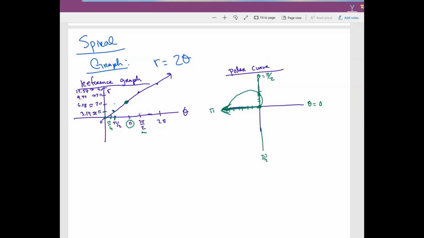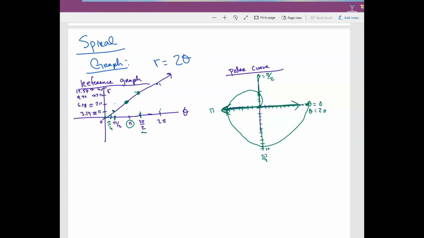And at 3 pi over 2, you can see that my r value is going to be 9.42. So at 3 pi over 2, I'm going to go down to 9.42. 1, 2, 3, 4, 5, 6, 7, 8, 9, and then here's 10. So 9.42 is around here. Then from here all the way there, I'm just going to continue. And then at theta equals 2 pi, I'm going to be at 12. Theta equals 2 pi is in this direction, so I'm going to go to 12. 1, 2, 3, 4, 5, 6, 7, 8, 9, 10, 11, 12. So I'm going to go all the way over here.